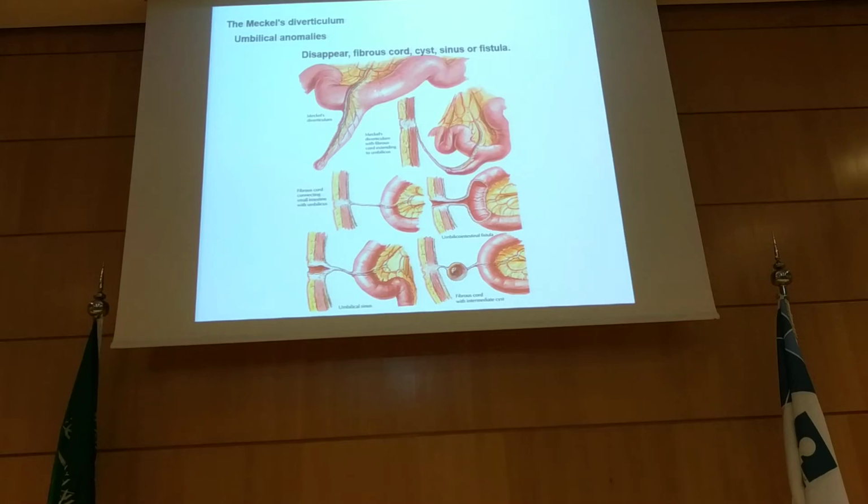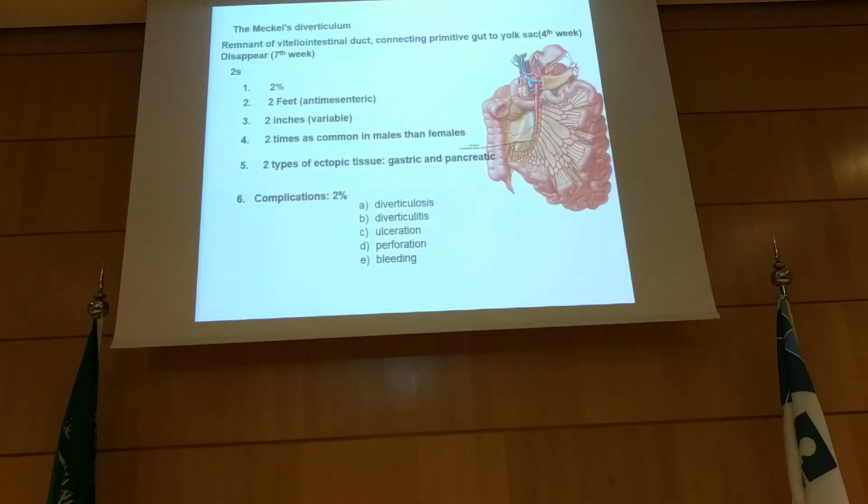The commonest is that you have the Meckel's diverticulum. Where do you find Meckel's diverticulum? 2 feet away from the ileocecal junction, on the anti-mesenteric border.